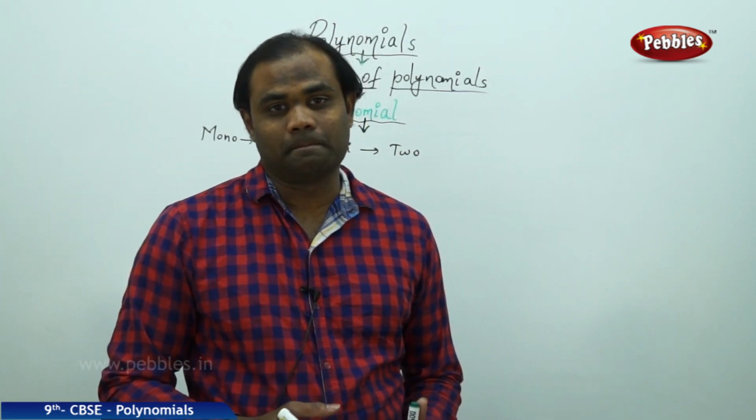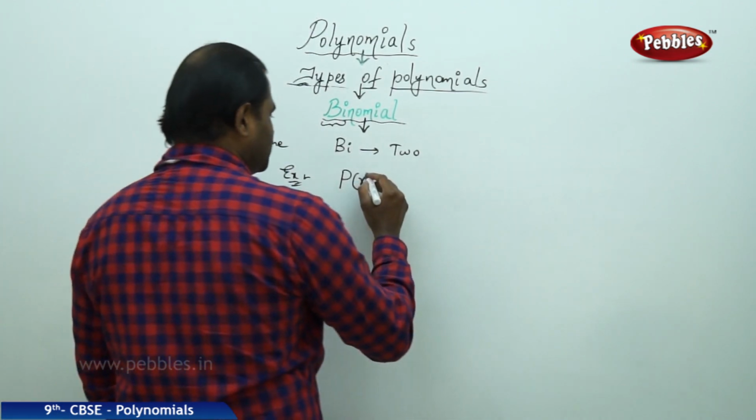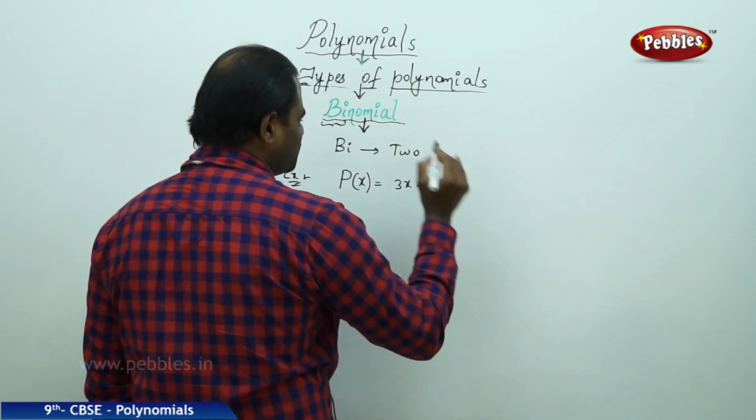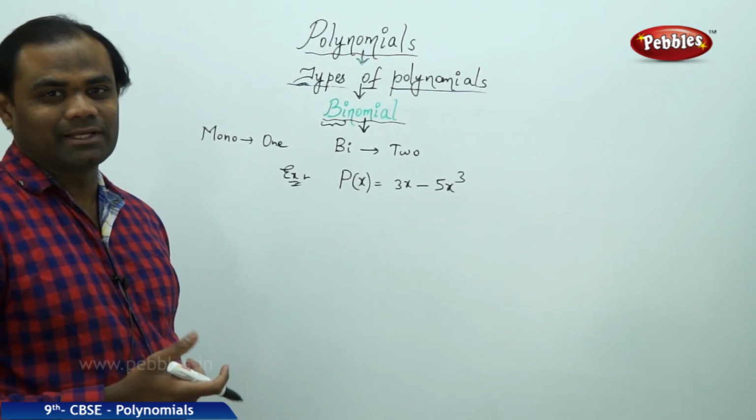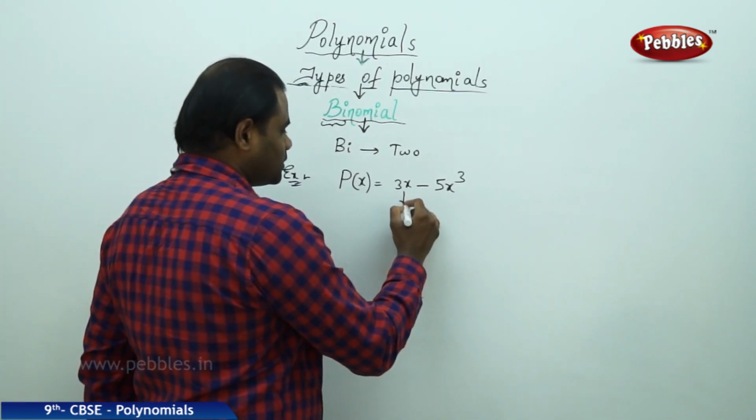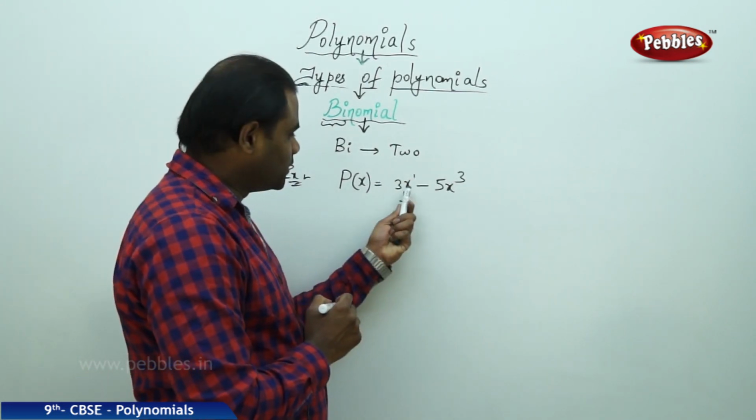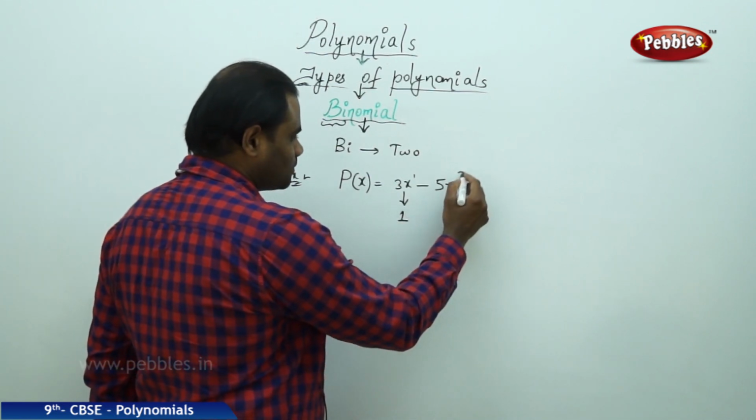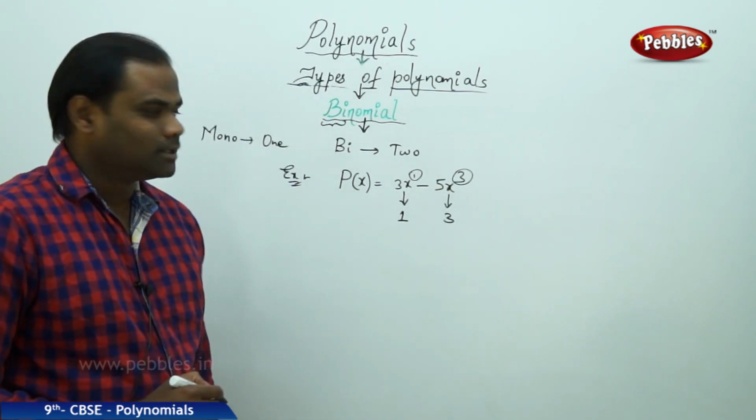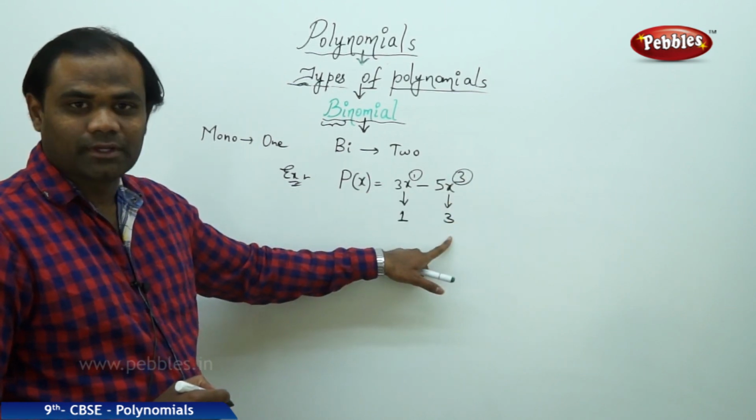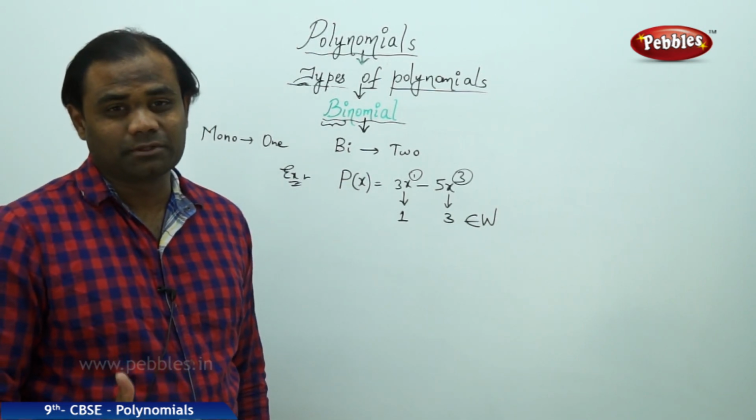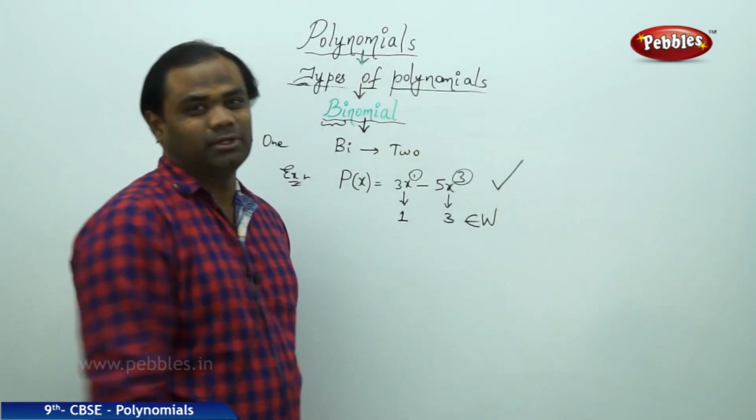Bi refers to two and mono refers to one, is how we understand the definition of a binomial in the most simple manner. For example, if I take the polynomial p of x equals 3x minus 5x cubed. Now this expression clearly is said to have two terms, and let's see if this is a polynomial. To start with, the first term of the variable x has its power, which is 1, and the second term has its power, which is 3. The power of x is 1 and the power of x is 3, and we know that 1 and 3 both belong to whole numbers.